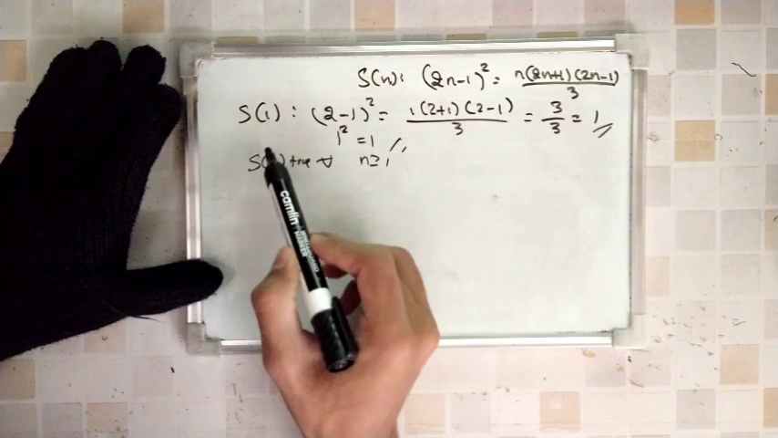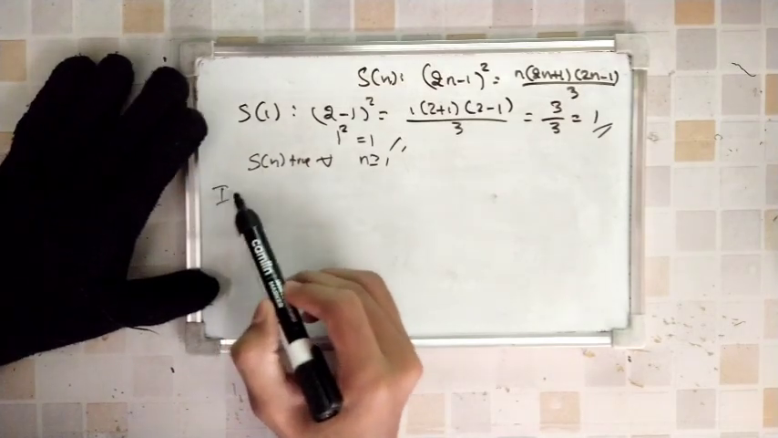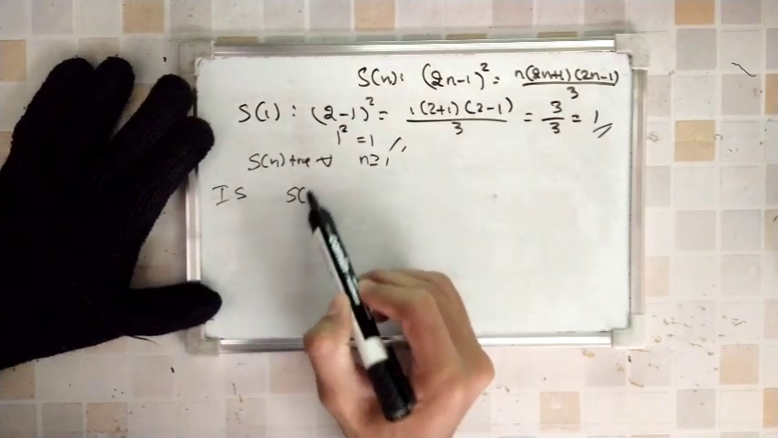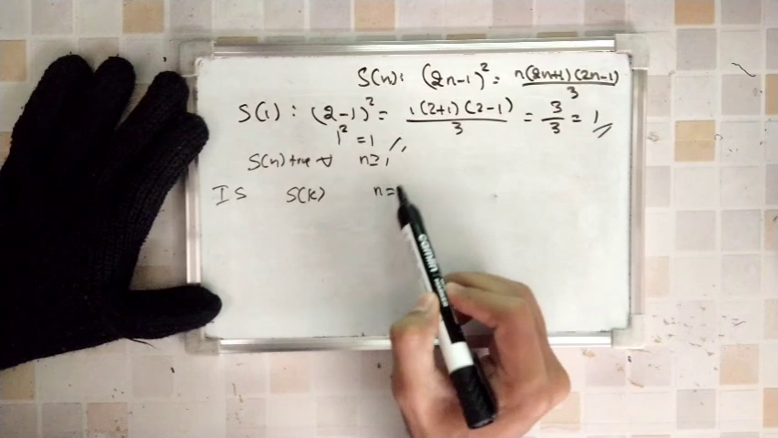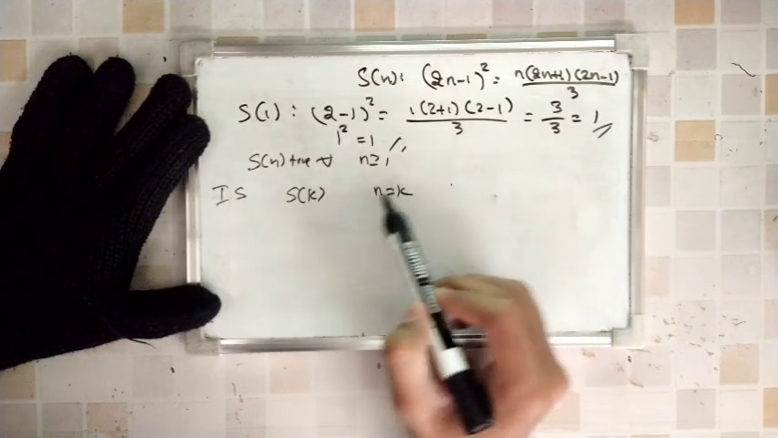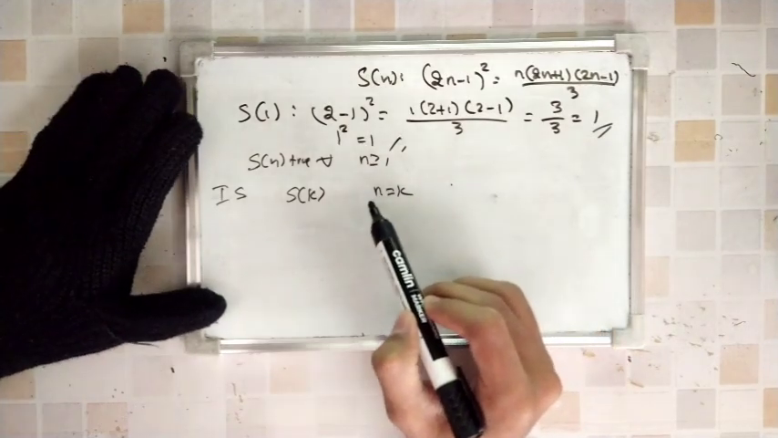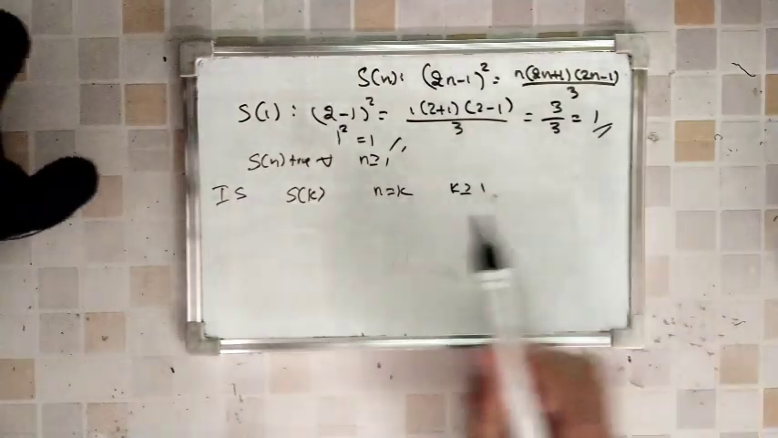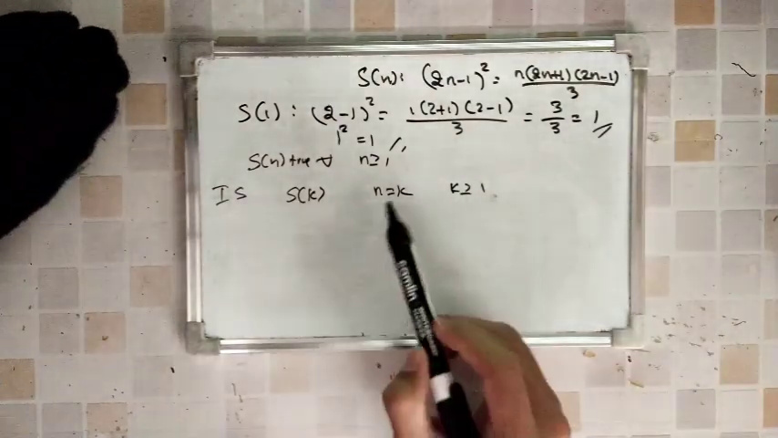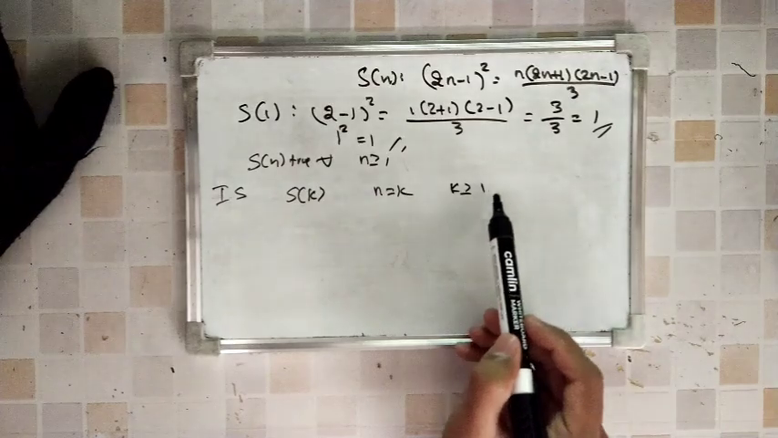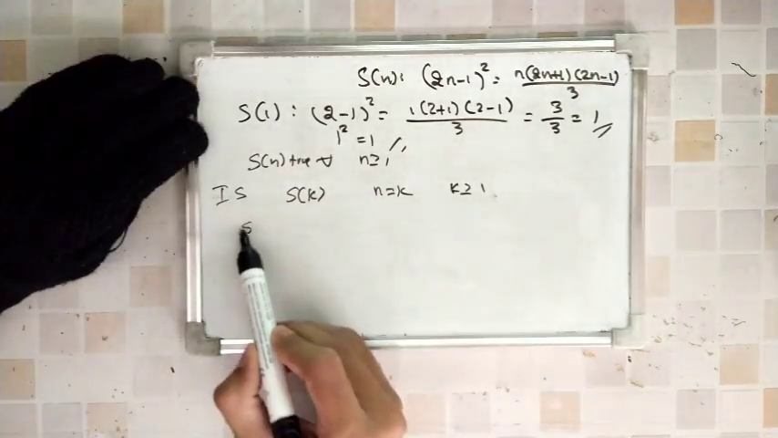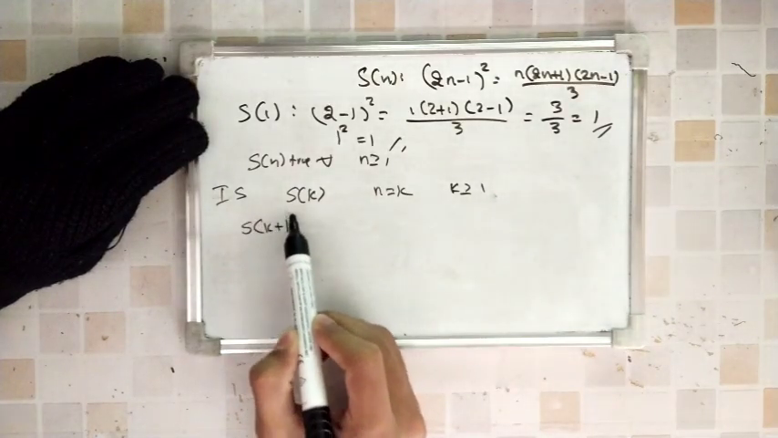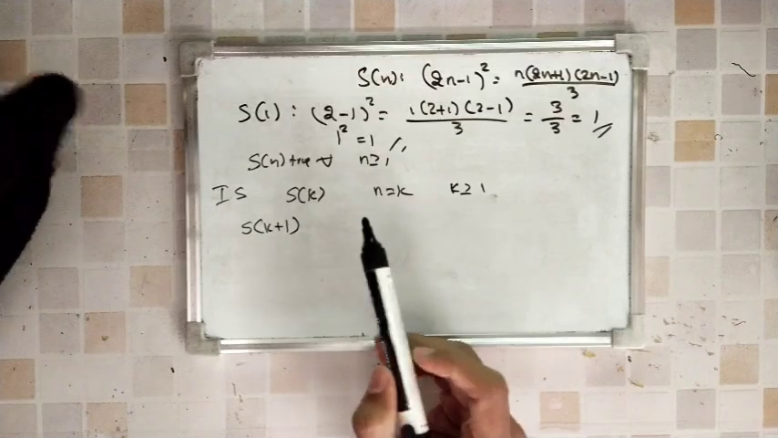Now this is my basic step over, so I can write the inductive step where I will say S of k is true where n is equal to k, for k greater than or equal to 1. I will say let us assume S of k is true for n equal to k where k is greater than or equal to 1. We need to prove S of k plus 1. So now see here, S of k plus 1 is what?